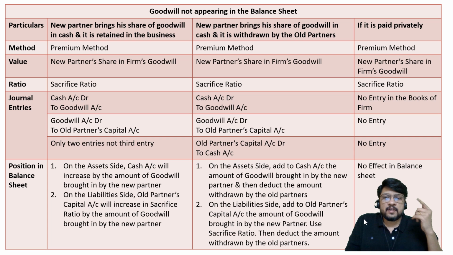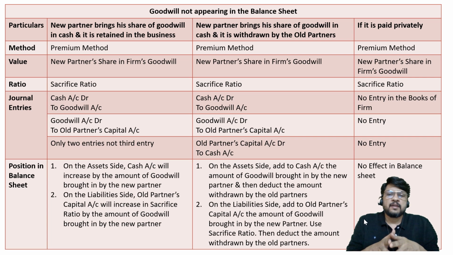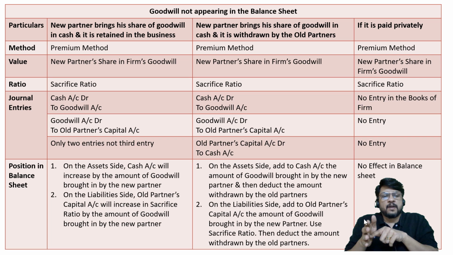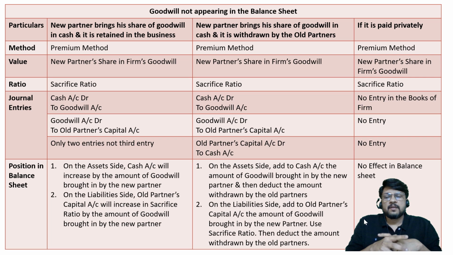I'm repeating again, what is the situation? Goodwill is not appearing in the balance sheet and the new partner is told to bring his share of goodwill in cash. Then such a method is called the premium method. In this situation, the value of the goodwill will be the new partner's share in the firm's goodwill. The accounting entry will not be passed for the firm's goodwill. The accounting entry will be passed for the share of the new partner in the firm's goodwill. For passing the accounting entry, we are going to use the sacrifice ratio, which is calculated as old ratio minus new ratio, and the entries will be very simple. But these are a little bit ulta entries.